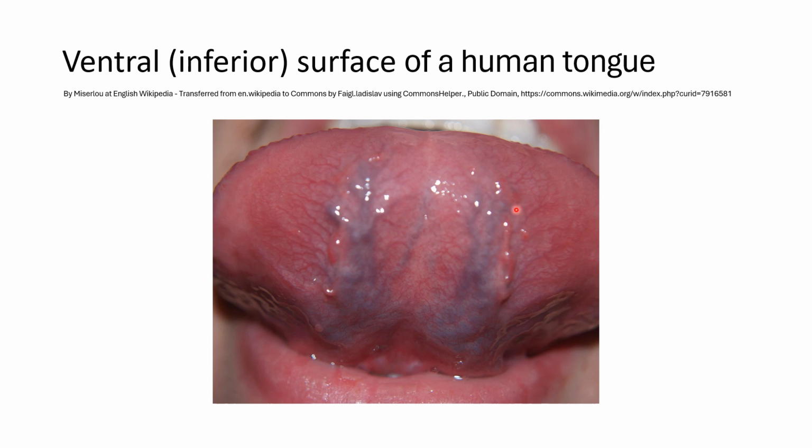You can easily see them if you protrude your tongue, roll your tongue and look inside the mirror. You can see this vein. Actually, there is an artery also, but it is not so visible. Only the vein is visible.